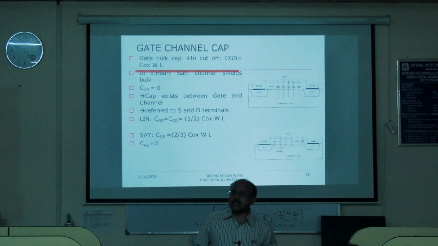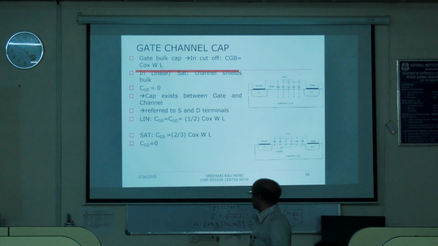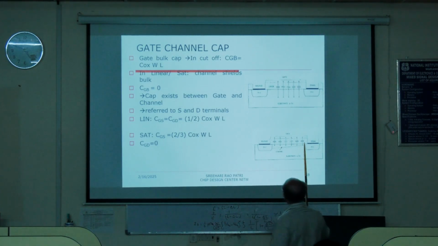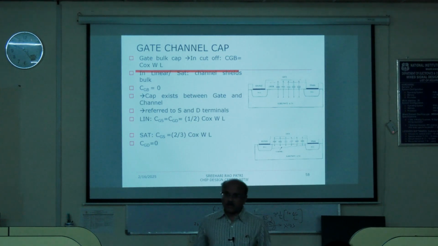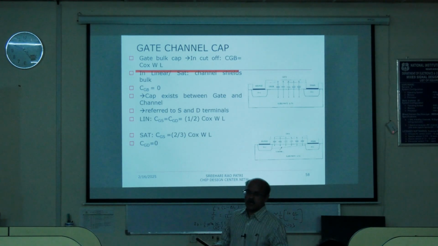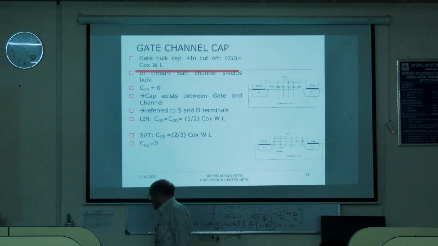But in the saturation region it is not the case, because at the drain there is no channel at all, right? Therefore CGD between the gate and the drain is 0. We only refer to the gate and the source, and it is 2/3 of Cox into W into L. So this is the capacitance, okay?